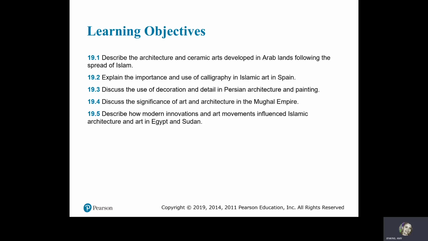Discuss the use of decoration and detail in Persian architecture and painting. Discuss the significance of art and architecture in the Mughal Empire. Describe how modern innovations and art movements influenced Islamic architecture and art in Egypt and Sudan.